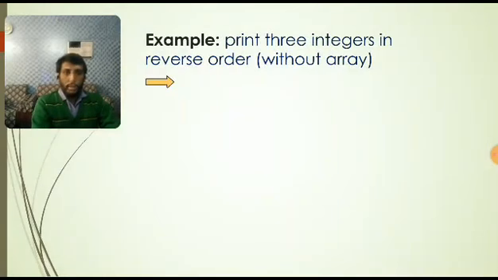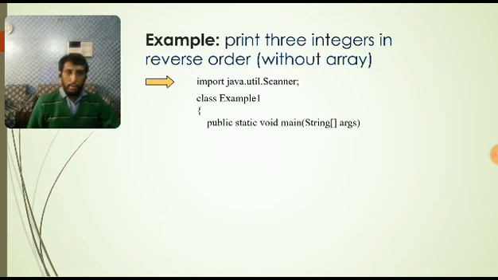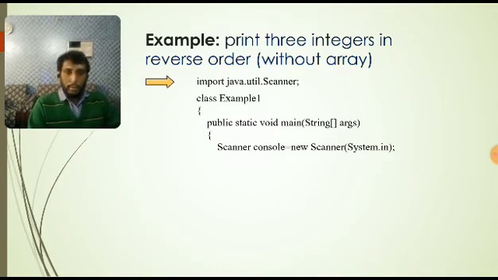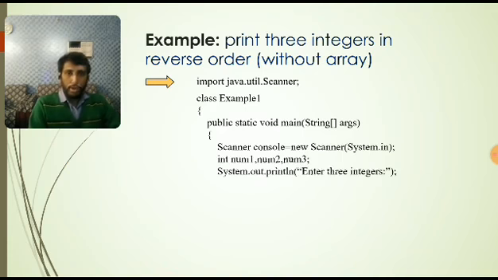Print three integers in reverse order. Without array, we are going to use, import Java scanner class, example 1, public static main method, and then inside it Scanner console. The object of the Scanner class is created with new Scanner(System.in). Here three variables are declared: int num1, num2, num3, and these three numbers are displayed.